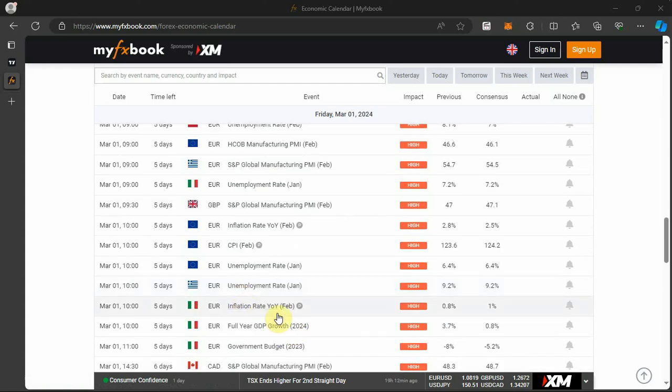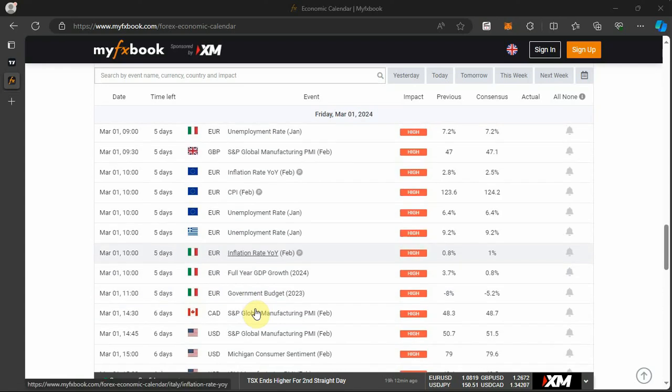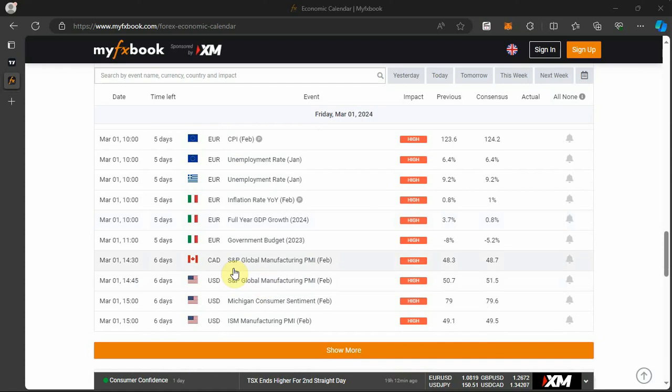inflation rate year over year for the month of February for Italy, full year GDP growth 2024 for Italy, government budget 2023 for Italy. We have the S&P Global Manufacturing PMI for the month of February for CAD, S&P Global Manufacturing PMI for the month of February for USD, Michigan Consumer Sentiment for the month of February for USD, then ISM Manufacturing PMI for the month of February for USD.